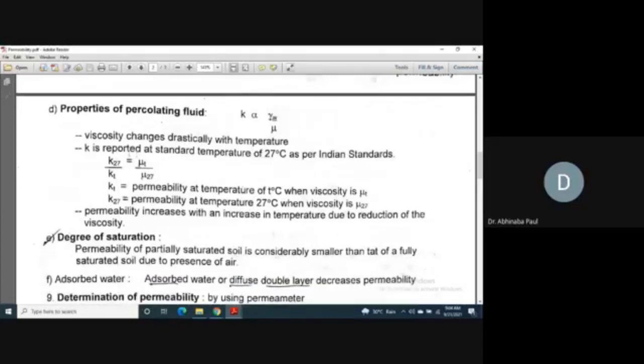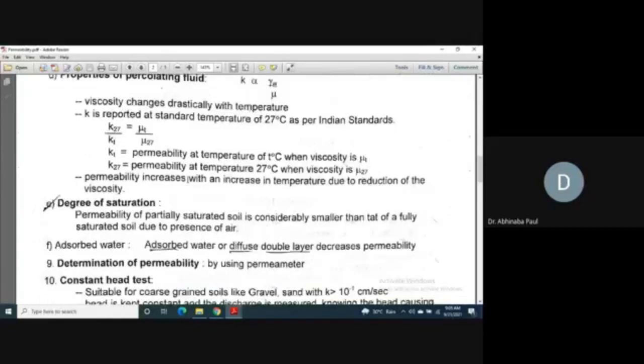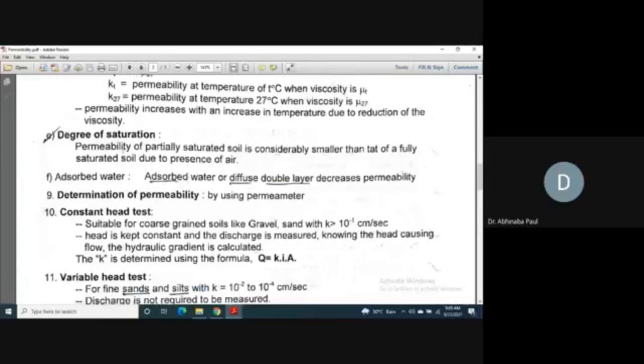Next is properties of the percolating fluid. In terms of viscosity, permeability is inversely related to viscosity. So a highly viscous fluid gives lower permeability, and permeability increases with an increase in temperature due to the reduction of viscosity. These are very popular questions in interviews. Now degree of saturation: the permeability of a partially saturated soil is considerably smaller than that of a fully saturated soil due to the presence of air.